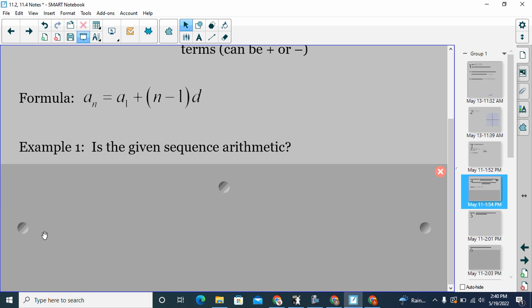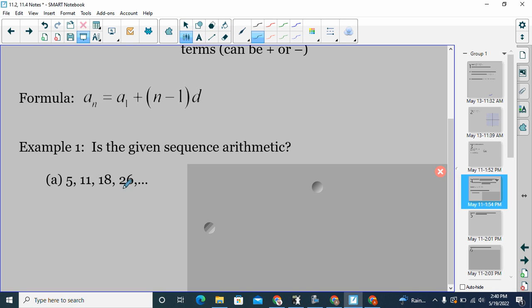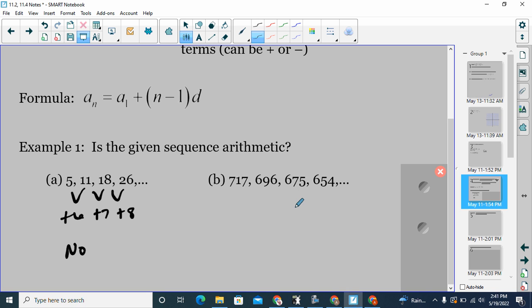Example 1 just wants to know, is each sequence arithmetic? 5, 11, 18, 26. Notice our sequence does have a pattern, and that pattern does involve addition. Here it's plus 6, and then plus 7, and then plus 8. So we could come up with the next several terms, add 9, 35, add 10, 45, and so on. It is not arithmetic because we do not have a common difference between consecutive terms.